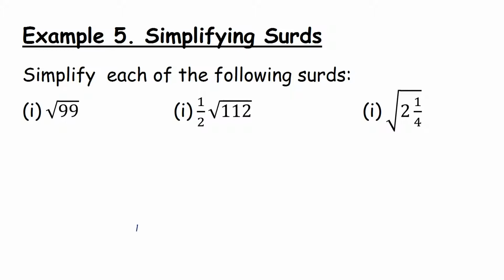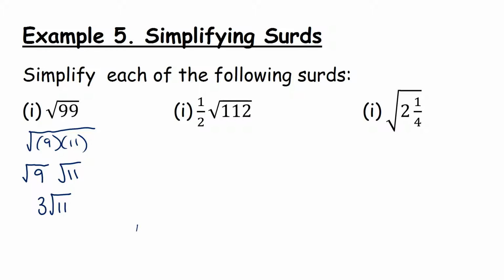Looking at that first one, hopefully everyone will see that 99 can be written as 9 times 11. Using the first property of surds, we can write that as the square root of 9 times the square root of 11, and we can simplify the square root of 9 to 3, so 3 root 11, and that's your answer. So always the same method.